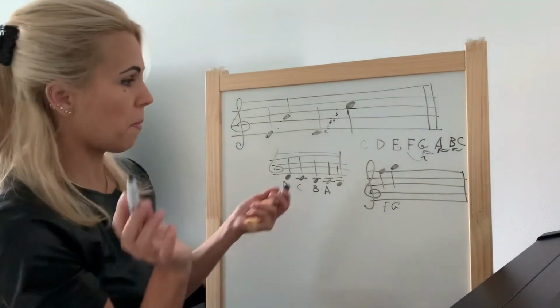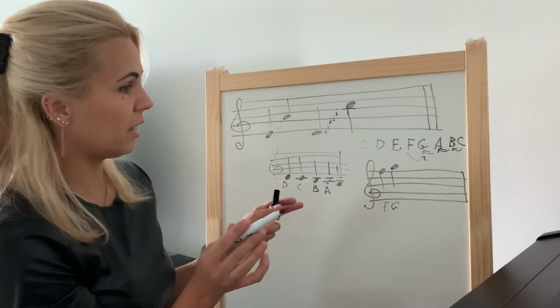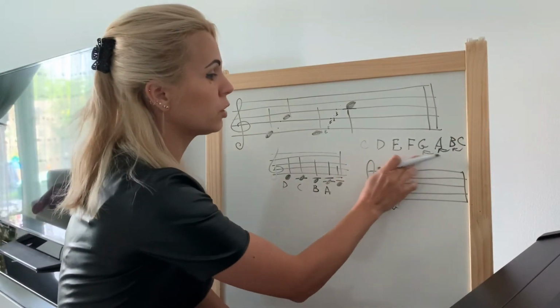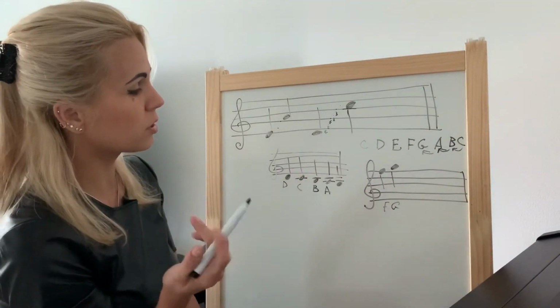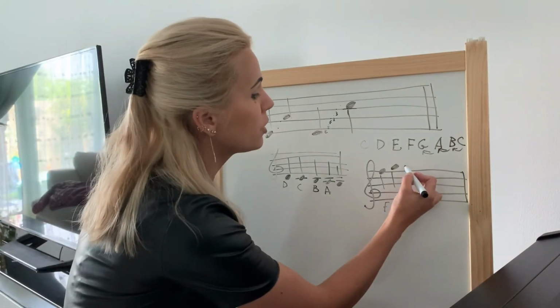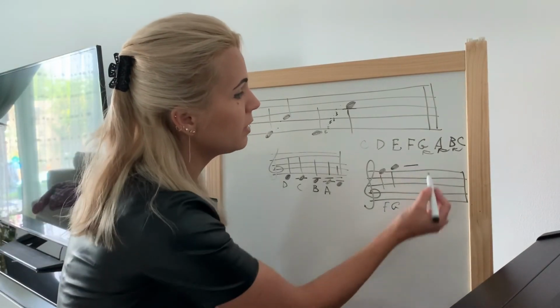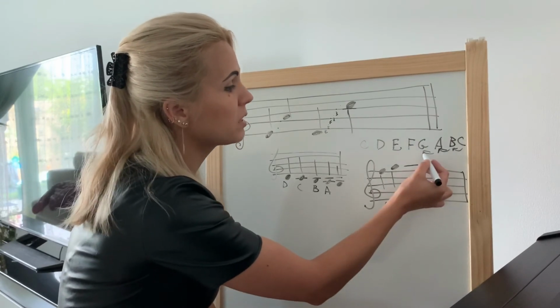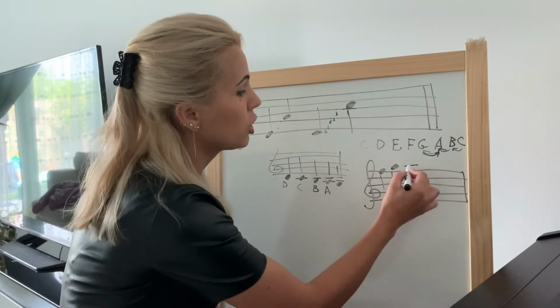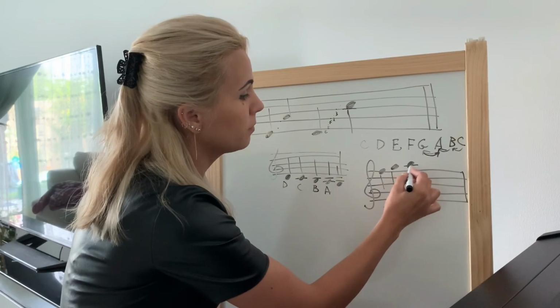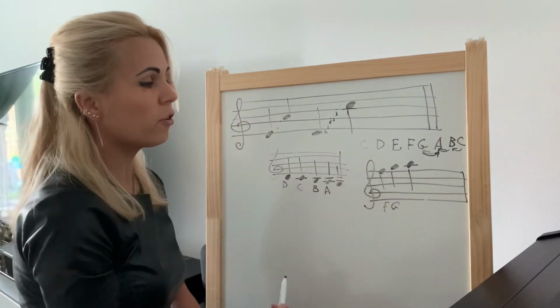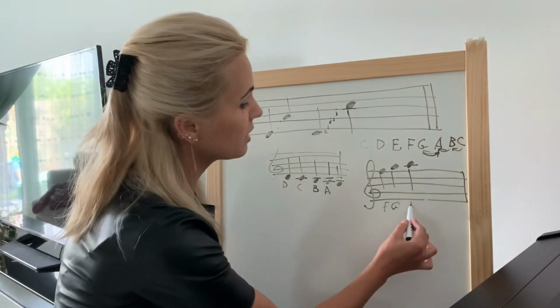Okay, so my spaces are gone. I don't have any more space to write my notes, so then I need to add a leger line. I'm going to add a leger line, and the note that is one step higher than G is A. So I'm going to place my A the same way I placed my C on my first leger line, on top. So this is A.